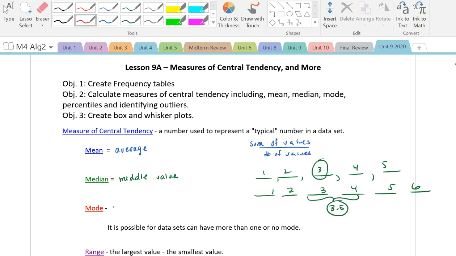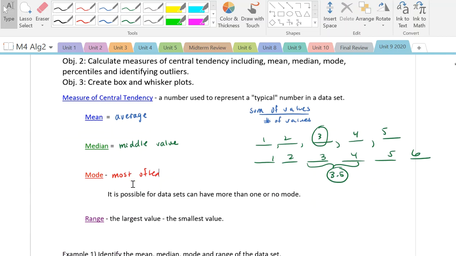And then mode is our most often number. It is possible for data sets to have no mode if there are no duplicate values throughout a set, or you could even have more than one mode. Bimodal is a common thing. Well, not really common, but it's possible. Once you get into 3 or 4 modes, then it's starting to lose its meaning and it's not as common.